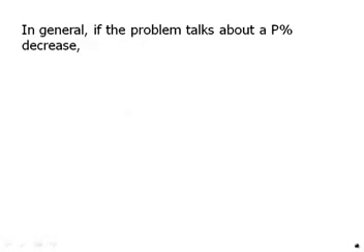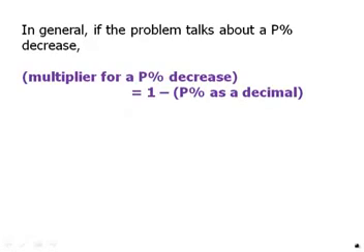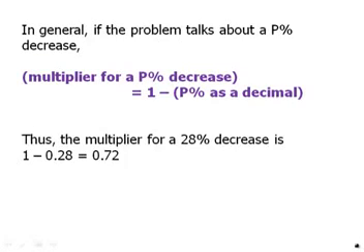In general, if the problem talks about a p% decrease, the multiplier for a p% decrease is 1 minus p% as a decimal. So for example, if I want the multiplier for a 28% decrease, that would be 1 minus 0.28, which gives us 0.72. That is the multiplier for a 28% decrease.